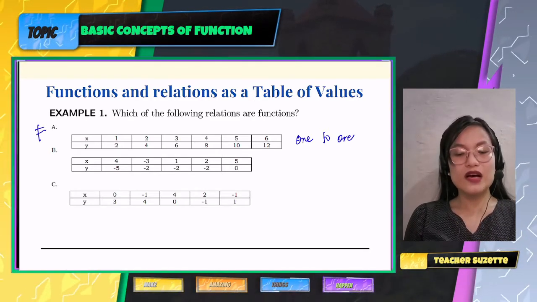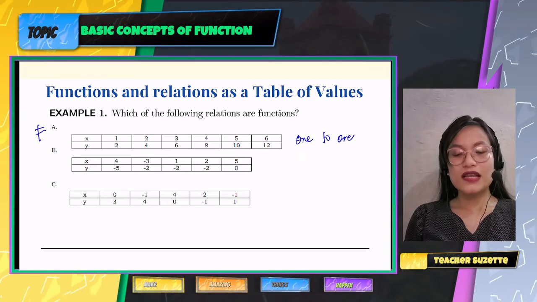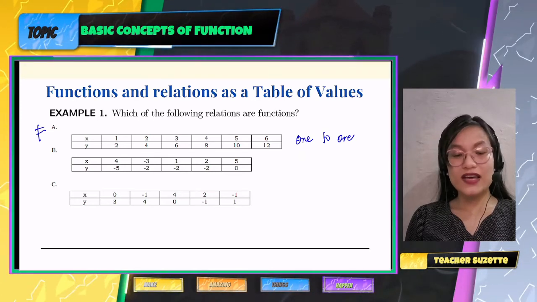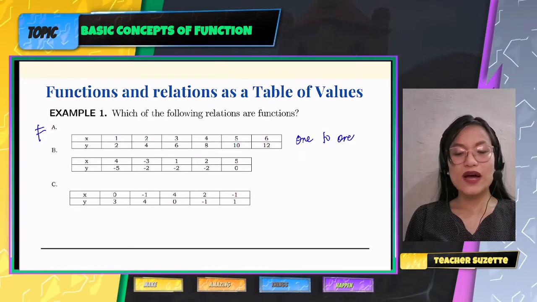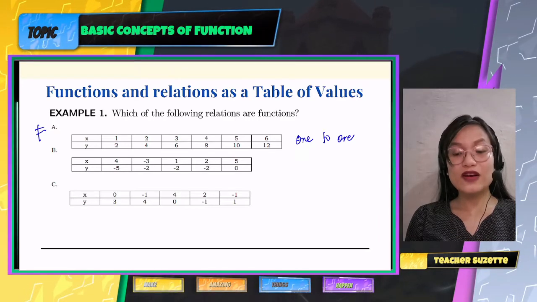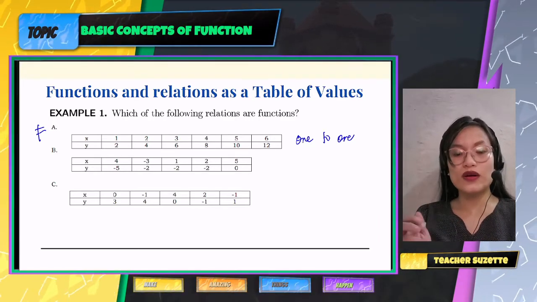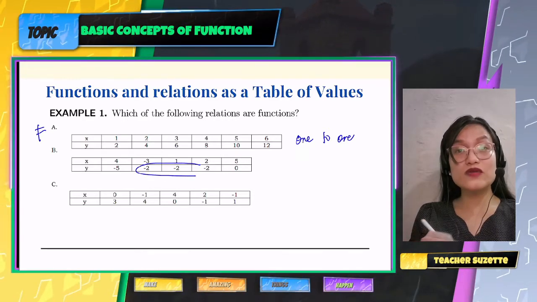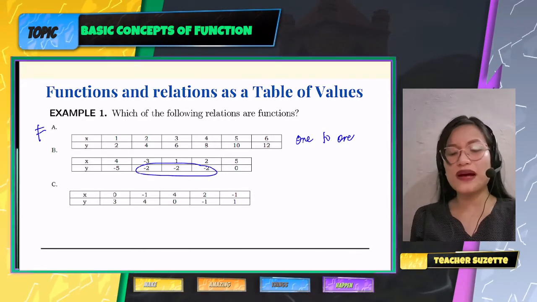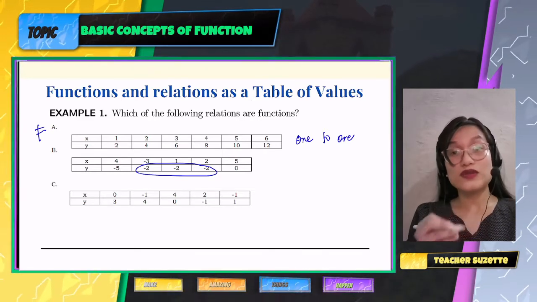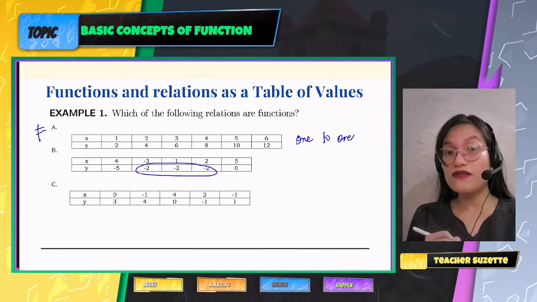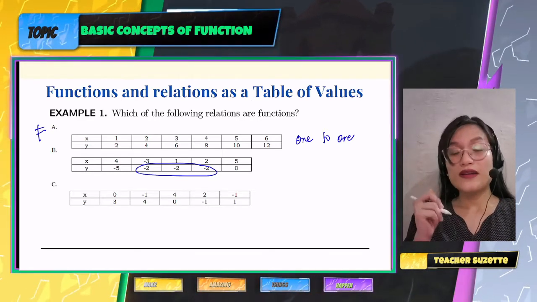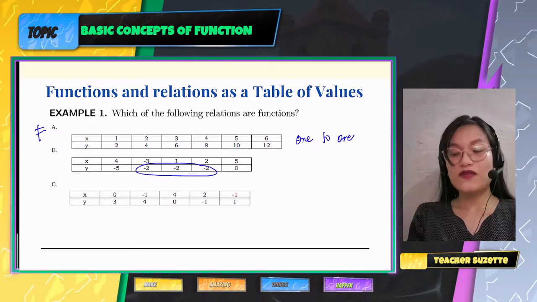We have 4, negative 3, 1, 2, and 5 for x. And for y, we have negative 5, 2, and 0. So, mapapansin mo na yung iyong 2 ay tatlong beses nag-occur. So, what kind of relation po ba kasi ang ating letter B? So, this is an example of one or many to one kind of relation.